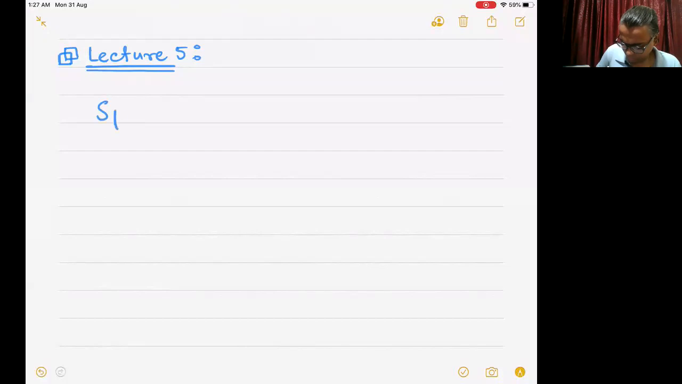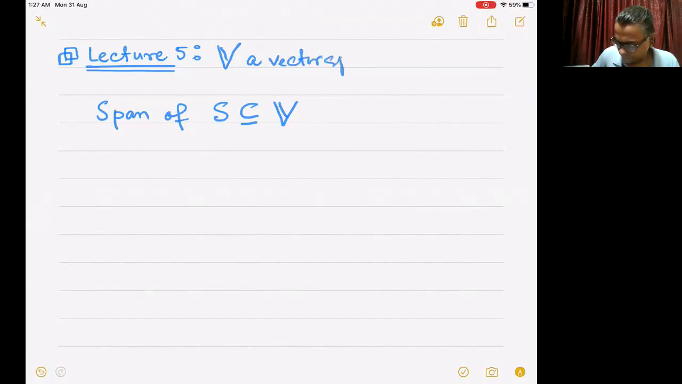So as I said, span of a given set S, which is a subset of V. First thing, unless otherwise specified, we are always going to have V as a vector space over the scalars of field F. And that's going to remain almost fixed unless we specify it otherwise.